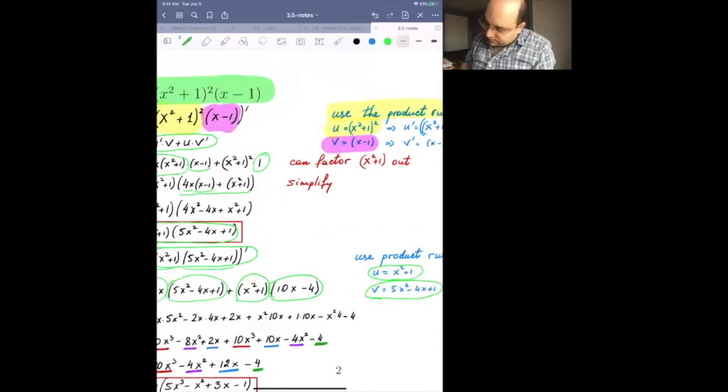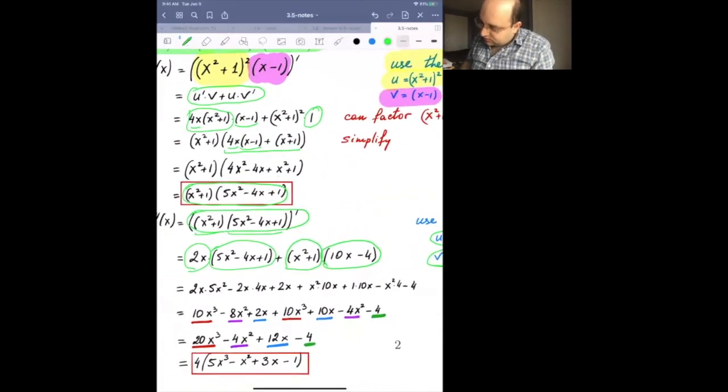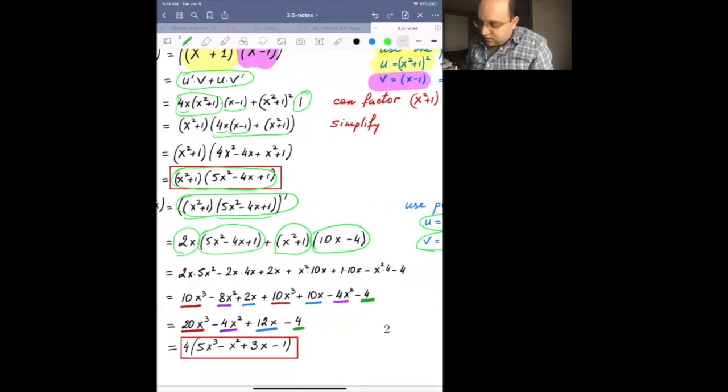Now, let's look at this from here. So I multiply 2x throughout these parentheses and do the FOIL in this second pair, so I get this expression here, right? So 2x times 5x squared minus 2x times 4x plus 2x times 1 plus x squared times 10x. So then I have 1 times 10x minus x squared times 4 and minus 1 times 4. Okay, so those are all terms.